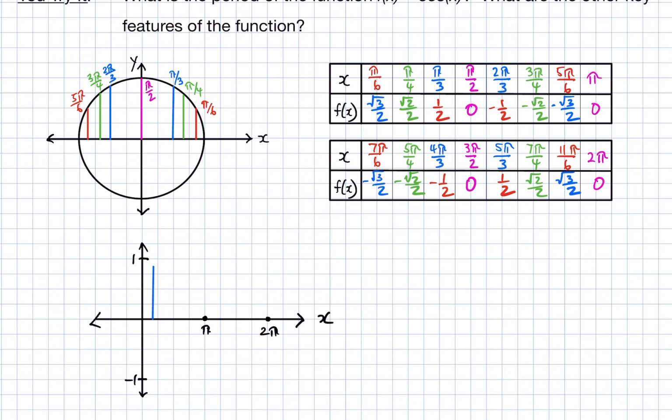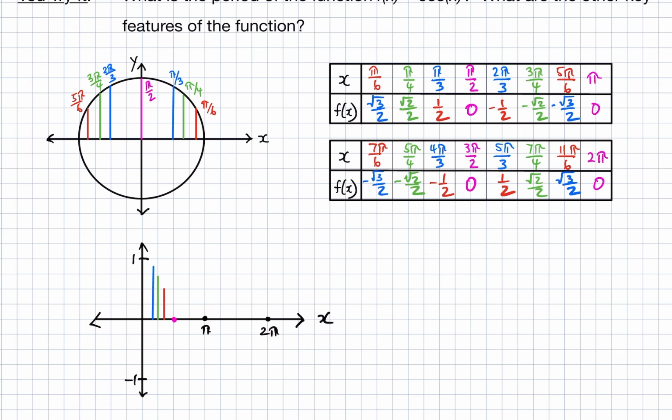And then we go ahead and graph the rest. So cosine of pi over 4 is going to be square root of 2 over 2, so that's going to put us right about here. And then the cosine of pi over 3 is 1/2, so that's going to put us right over here. Now cosine of pi over 2 is 0, so that means that at pi over 2, we just put a dot there.